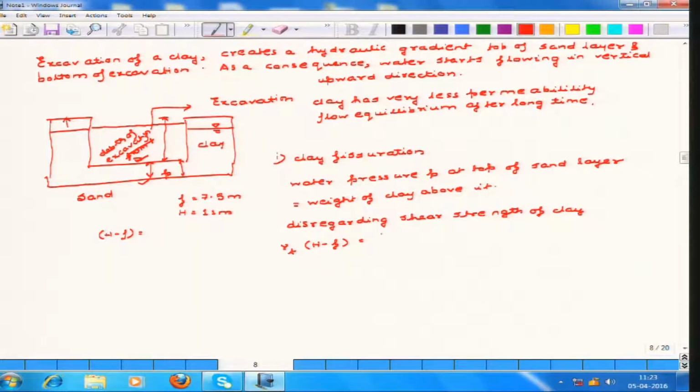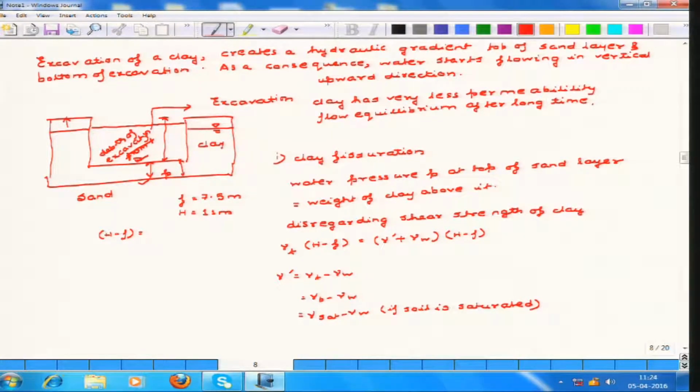So, gamma total is nothing but gamma dash, that is the buoyant unit weight, plus gamma W, because we all know that gamma dash is gamma total minus gamma W, or gamma bulk minus gamma W, or gamma sat minus gamma W if the soil is entirely saturated. So, gamma dash plus gamma W into H minus F. This is the weight of the clay above the sand layer.